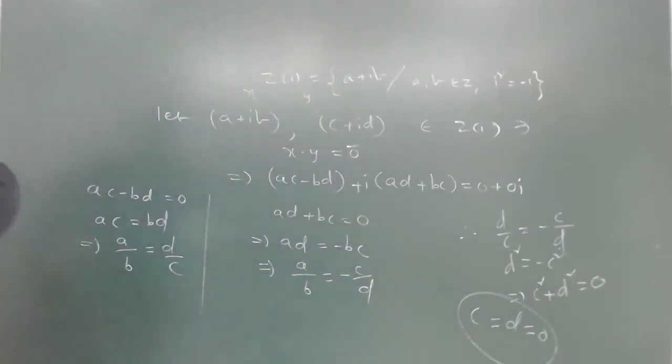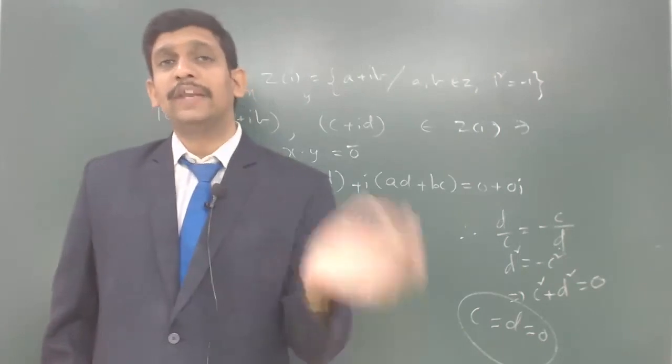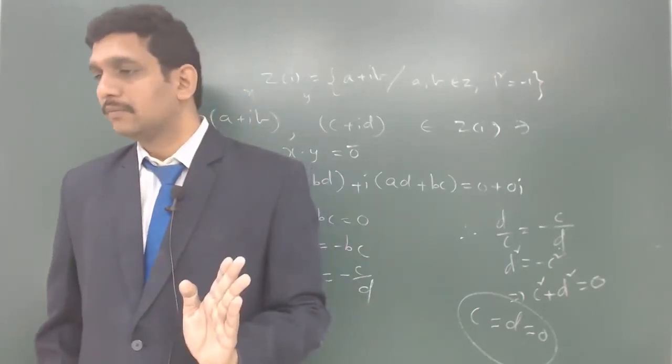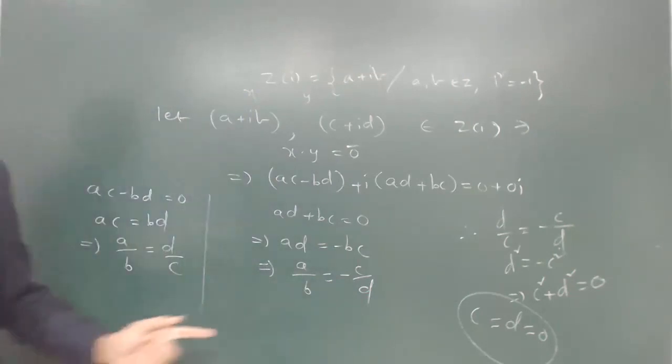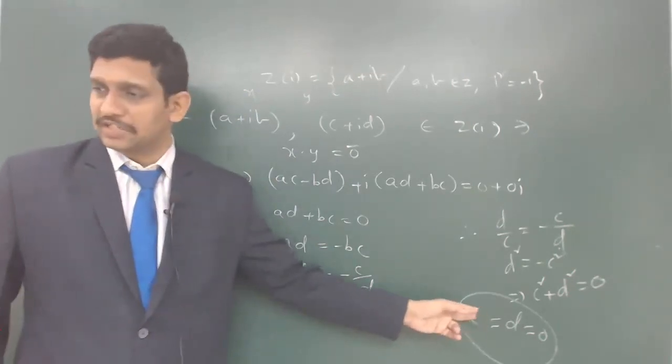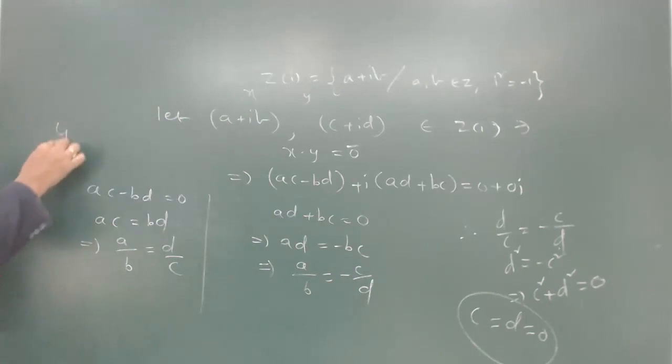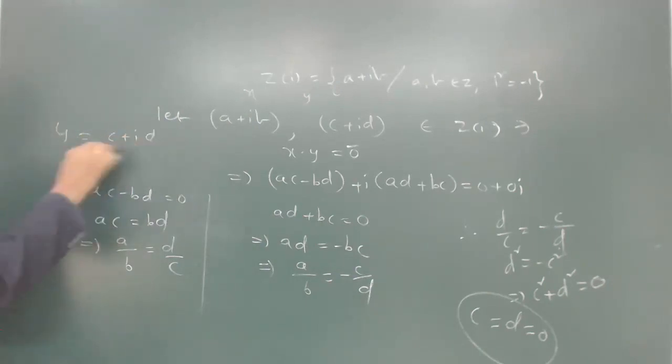Accepted? Yes or no? Whatever integer you take, if you square it, you will get a positive value. Only if it is 0 will you get the value as 0. Isn't it? So, as c, d values are 0, you have y equal to c plus id, which is nothing but 0 plus 0i, so 0 bar.